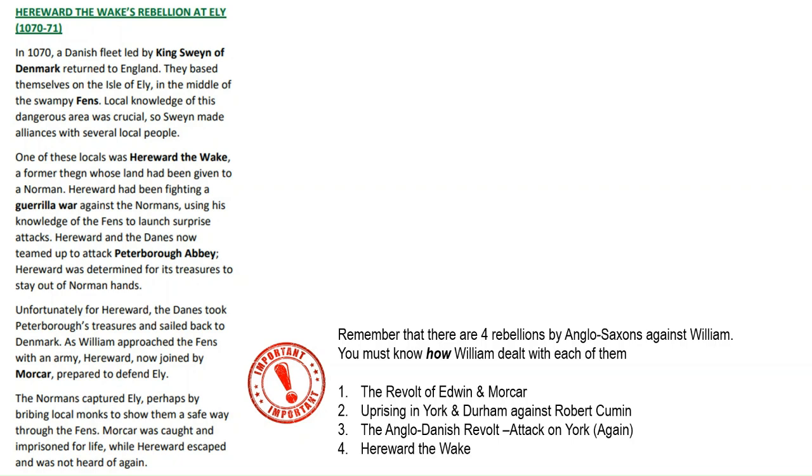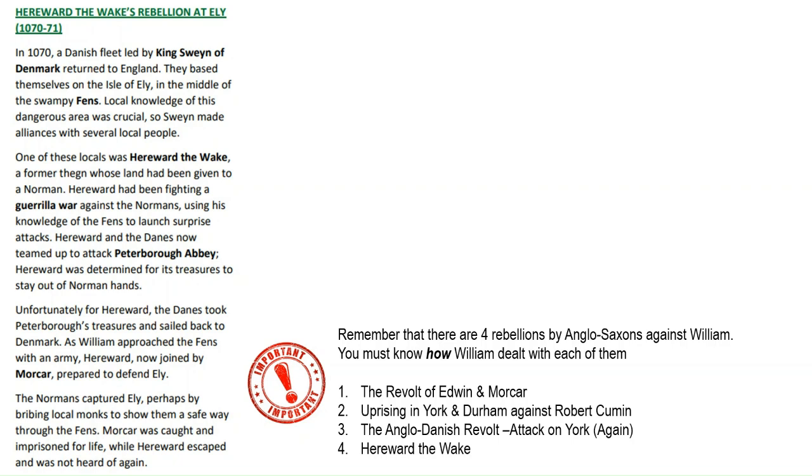Eventually, William and his men find a secret way on to the Isle of Ely. Perhaps they were sold out by local monks, but eventually they got on there. Morcar was caught. He was imprisoned for life. Herod escaped, and no one ever heard from him again.